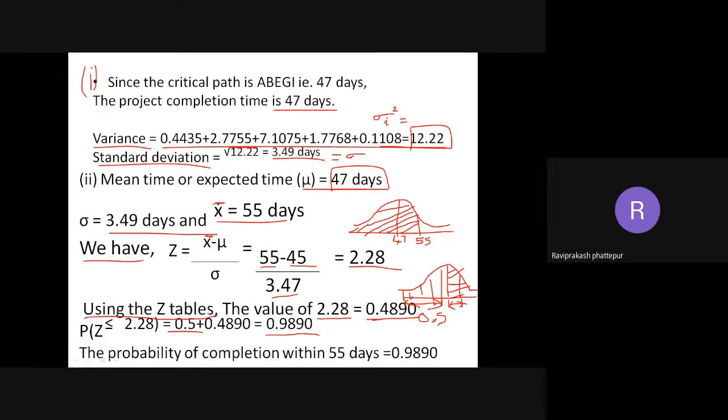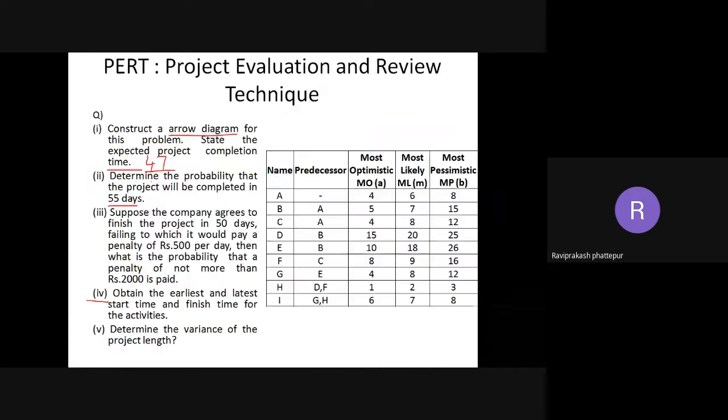For the second point, the probability of completion within 55 days is 0.9098. Similarly, next one: 500 per day and not more than 2000. How many days can I extend before I'm paying 2000? The penalty is 500 per day, and the maximum I can pay is 2000. So 2000 divided by 500 gives 4. That means a maximum of 4 days I can extend from 50 days.